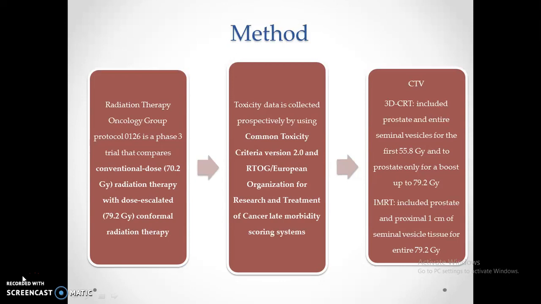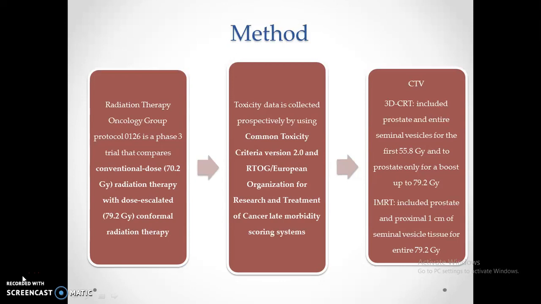The method used for this article is Radiation Therapy Oncology Group Protocol 0126, a phase 3 trial that compares conventional dose, which is 70.2 gray radiation therapy, with dose escalated to 79.2 gray conformal radiation therapy. The toxicity data was collected prospectively using Common Toxicity Criteria version 2.0 and the RTOG or EORTC late morbidity scoring systems. So the CTV for this trial is for the 3DCRT technique.